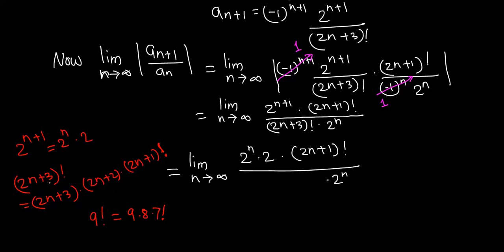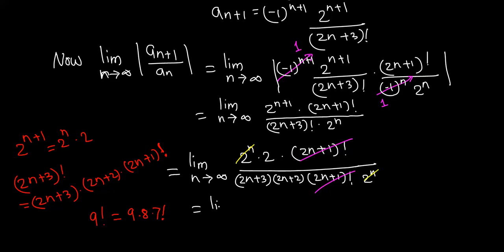Same thing here: (2n+3)! is 2n+3 times 2n+2 times (2n+1)!. We stop here because we have the same thing on the top, so that we can cancel. And we had this 2^n on the bottom. Now (2n+1)! and (2n+1)! cancel, and 2^n and 2^n cancel.